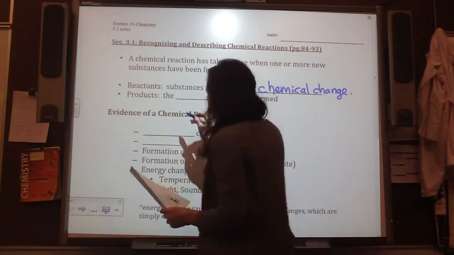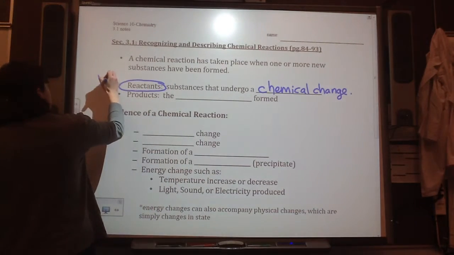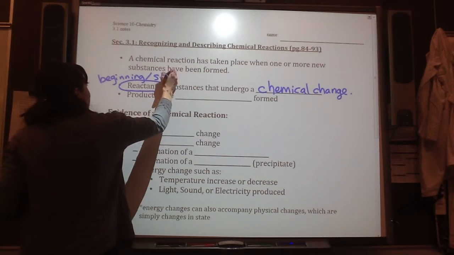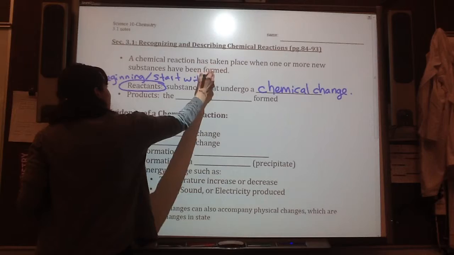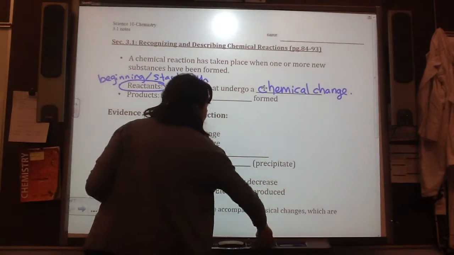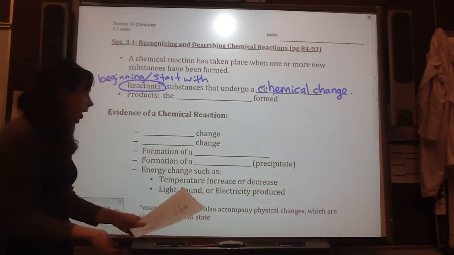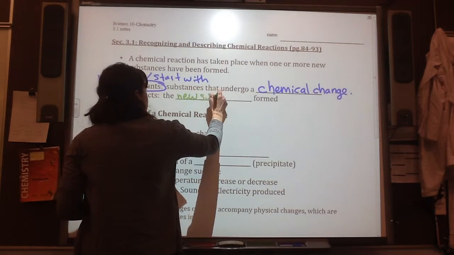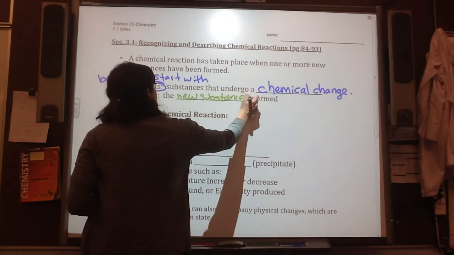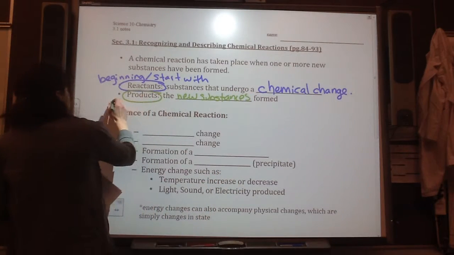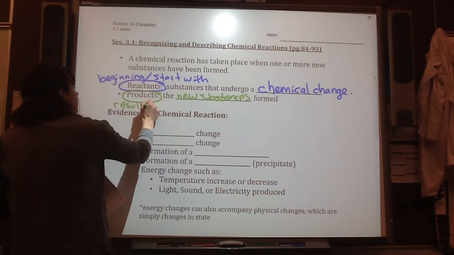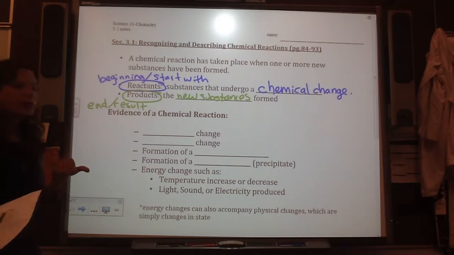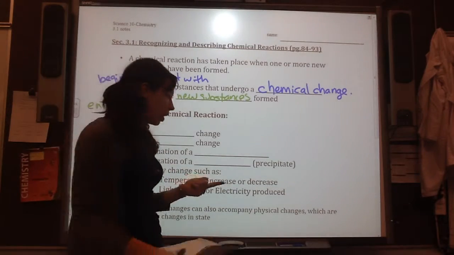If you think about a reactant, this is at the beginning, or what you start with. And then a product, so you produce something, is the new substances formed. This is your result, or what you have at the end of the reaction. So we start with reactants, there's a chemical reaction, and we end with products.